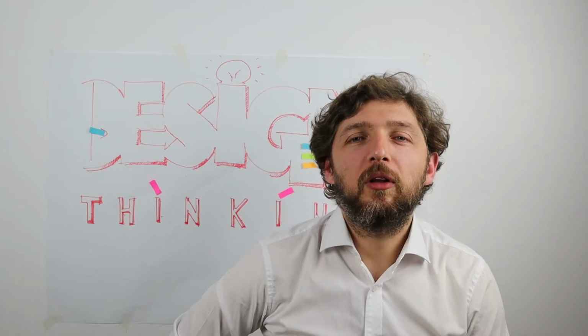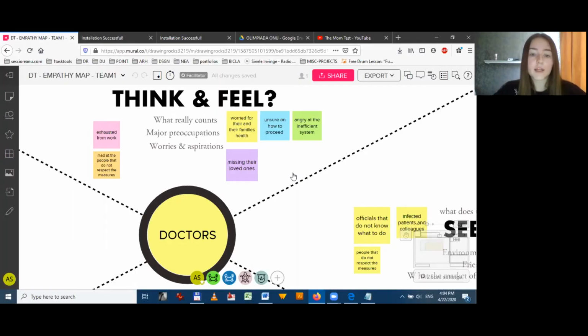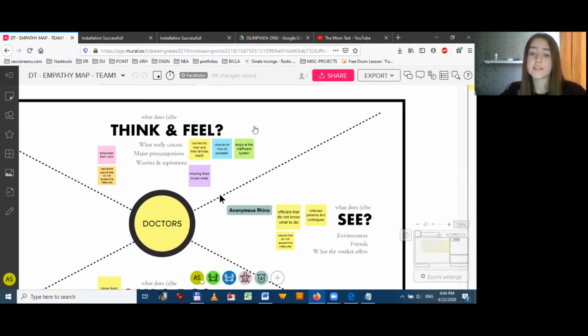The teams worked in parallel and mapped the things they could think of about the three targets. Sometimes they are worried for their families and for their own health. Other times they may get angry at the inefficient system and at the people that get sick and also infect the others by not respecting the safety measures.